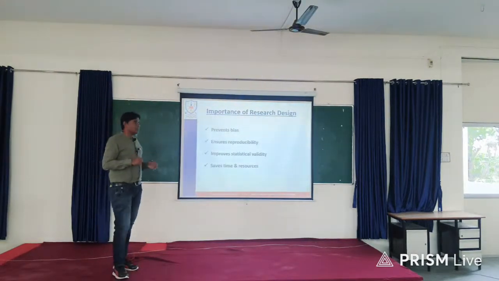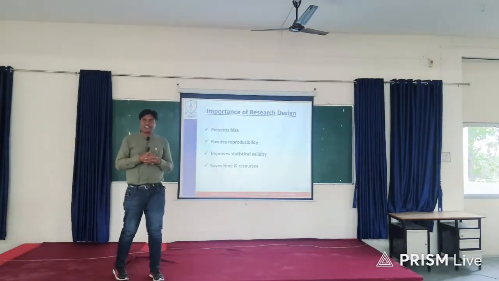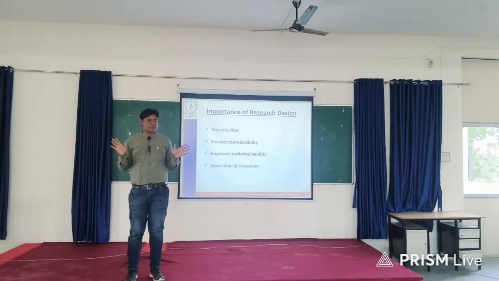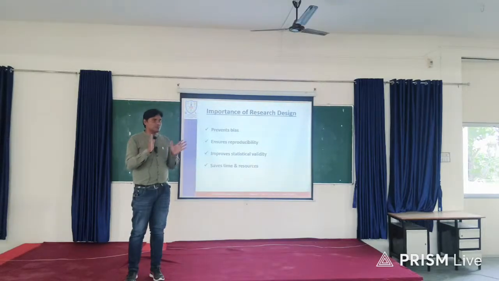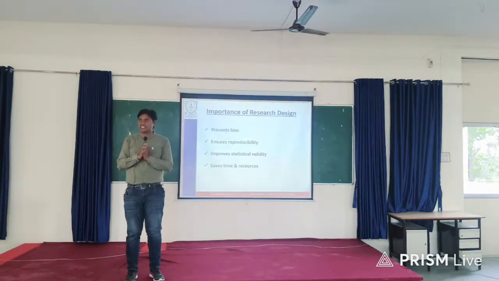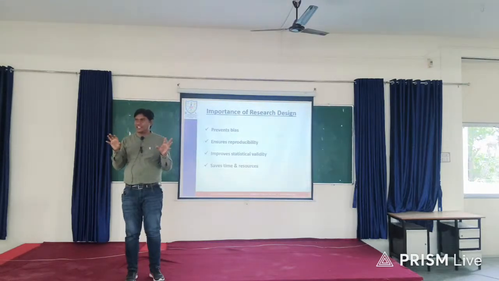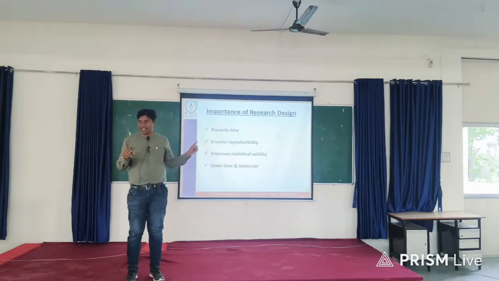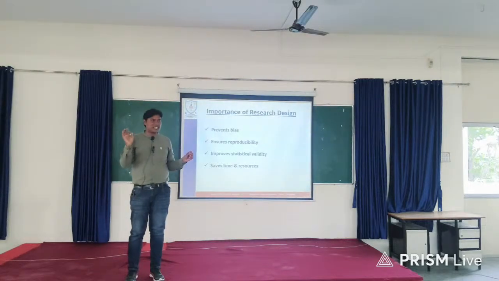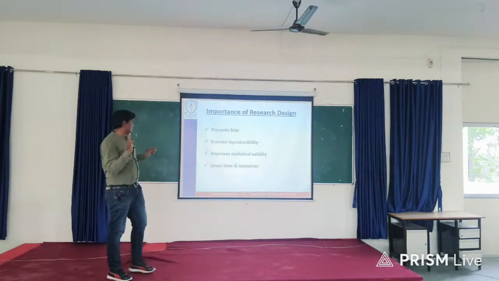when you thoroughly develop a particular research design, so bias means what? Bias means some error. So if you scientifically design your research design, if you perfectly prepare your design, then there is less chance of bias. When there is less chance of bias, whatever results you get out of your study are easily accepted by the scientific community. They are considered to be scientifically valid, right? Next.